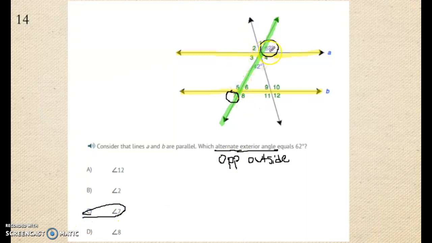Now you could also just use elimination. Or if you started with angle 12, 12 and 62 aren't even using the same transversal, but they're also on the same side, so that wouldn't work. Angle 2 is way up here. It's not even using both parallel lines, so that's not going to work. And then angle 8 is on the same side of the transversal, so that's not going to work.